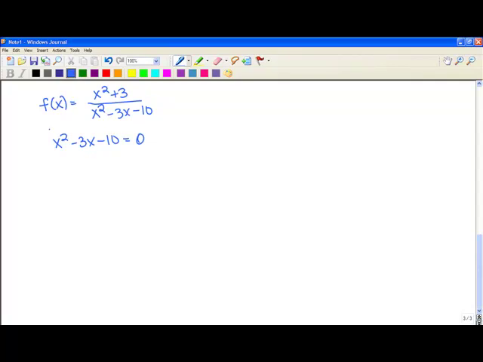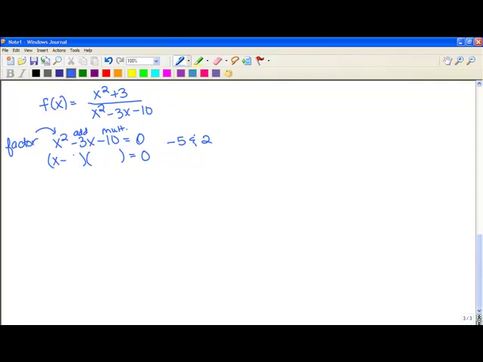Now this problem is a quadratic. It has a squared for the highest power, and when we have that, we need to factor. So we need to ask ourselves, what two numbers multiply to the last term negative 10 and also add to the middle term negative 3? The two numbers that multiply to negative 10 and add to negative 3 are negative 5 and positive 2.